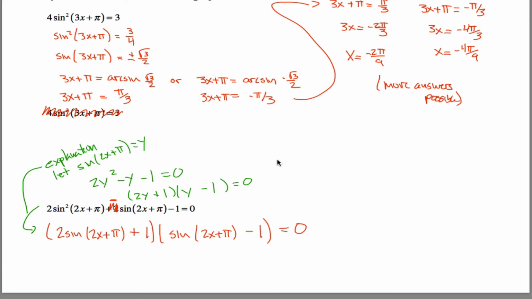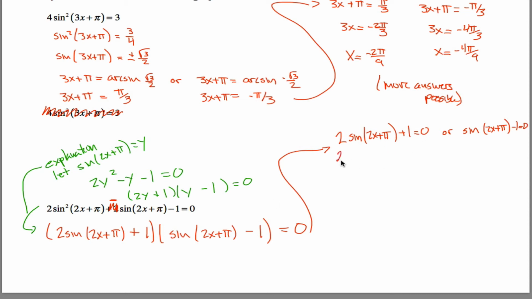Anyways, once you get to this step, you can say that 2 times the sine of 2x plus pi plus 1 equals 0, or the sine of 2x plus pi minus 1 equals 0. Same thing you do after you factor when something's set equal to 0. Set each of the individual factors equal to 0. This is something times something else equals 0. And the only way you can multiply together two numbers and get 0 is if one of those two numbers is 0. So either this first thing must be 0, or this thing here must be 0. And you can solve these equations.